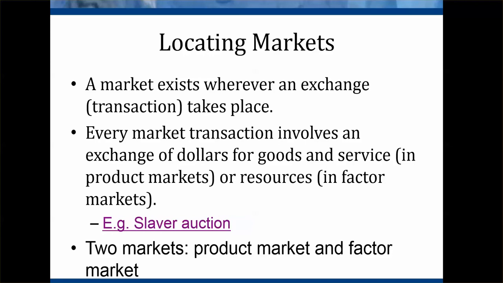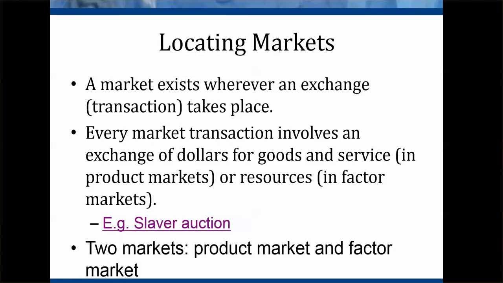Every market transaction involves an exchange of dollars for goods and services in the product market, or for resources in the factor market. So obviously, we have two different markets. One is the product market, and the second is the factor market. The product market is where the consumer and the supplier interact. The consumer buys the product, and the producer produces the product.